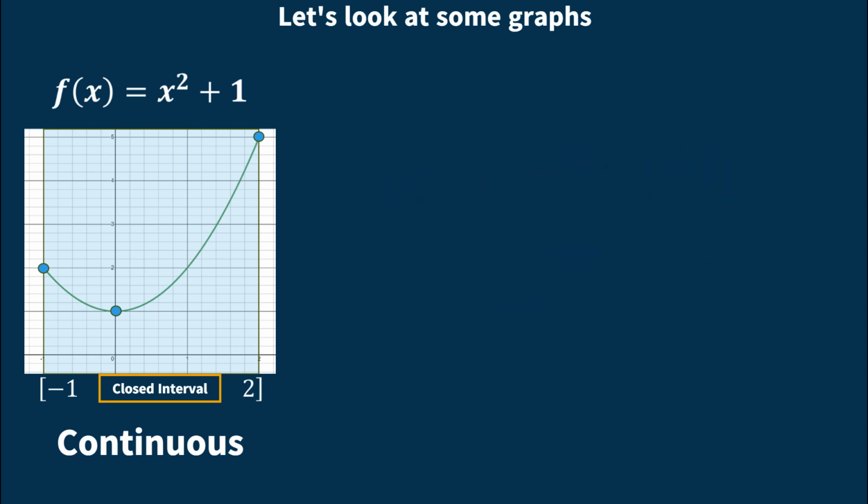On this graph, we can see that the maximum, or the highest value, occurs at the point 2, 5. We can also see that the minimum occurs at the point 0, 1.